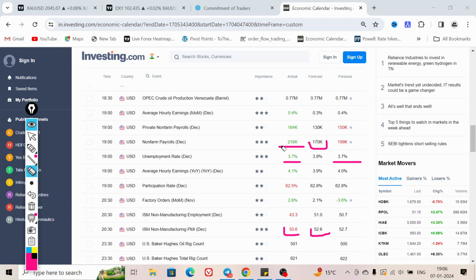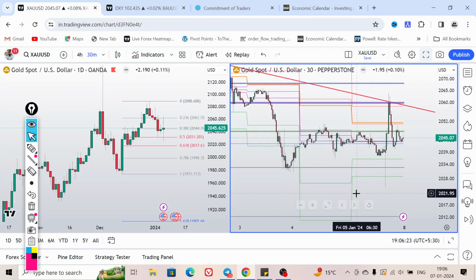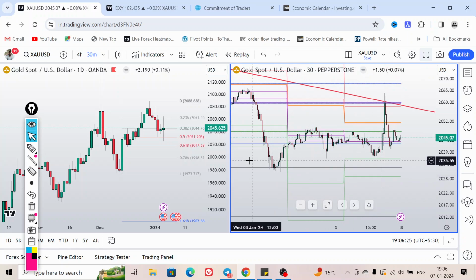During the release of data, we have seen a mixed reaction from gold. Initially it broke down the previous support area around this level, but quickly reversed back toward the level of 2060 and then closed almost flat. So in terms of the daily candle, the price closed almost flat.